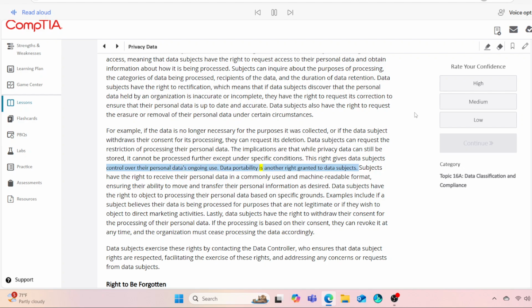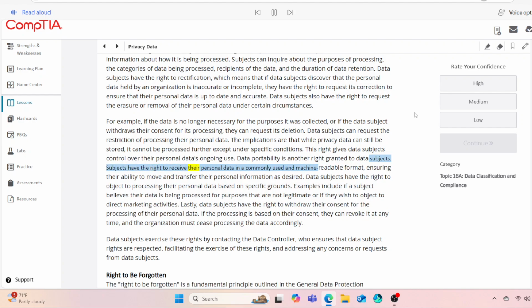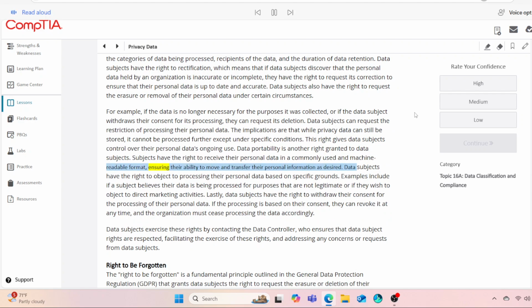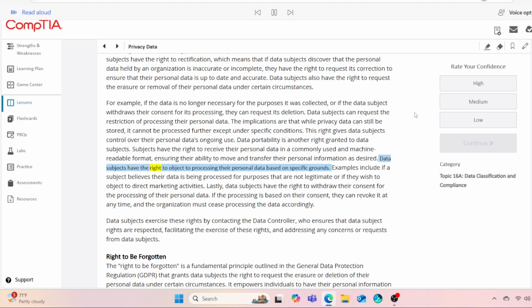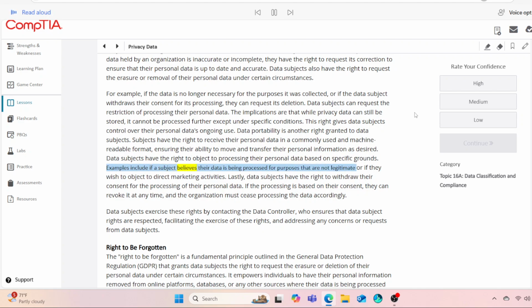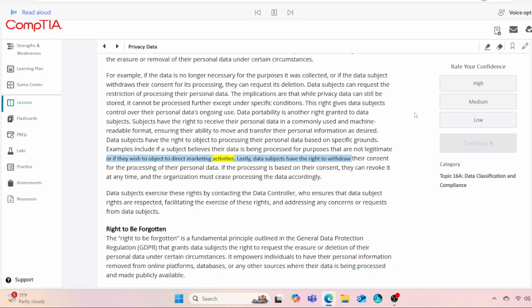Data portability is another right granted to data subjects. Subjects have the right to receive their personal data in a commonly used and machine-readable format, ensuring their ability to move and transfer their personal information as desired. Data subjects have the right to object to processing their personal data based on specific grounds. Examples include if a subject believes their data is being processed for purposes that are not legitimate, or if they wish to object to direct marketing activities.